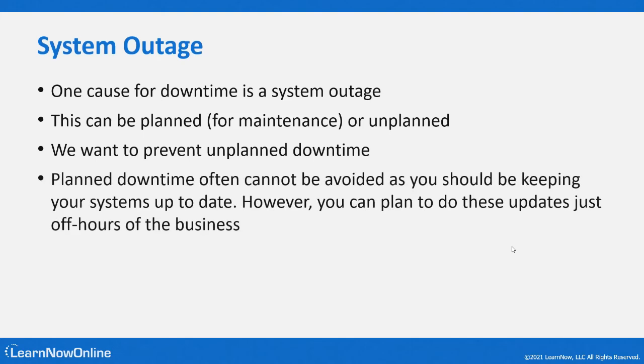On the other hand, planned downtime often can't be avoided, as you should be keeping your systems up to date, which will require systems to be rebooted or restarted. However, you can plan to do these updates during off hours of the business. If your company usually works 9 to 5, you can do these updates early in the morning or late in the evening, or even on the weekend if it's a Monday to Friday business. You want to try to limit downtime, but you should not avoid it completely. Doing updates on your systems is incredibly important because often these updates correct security issues.